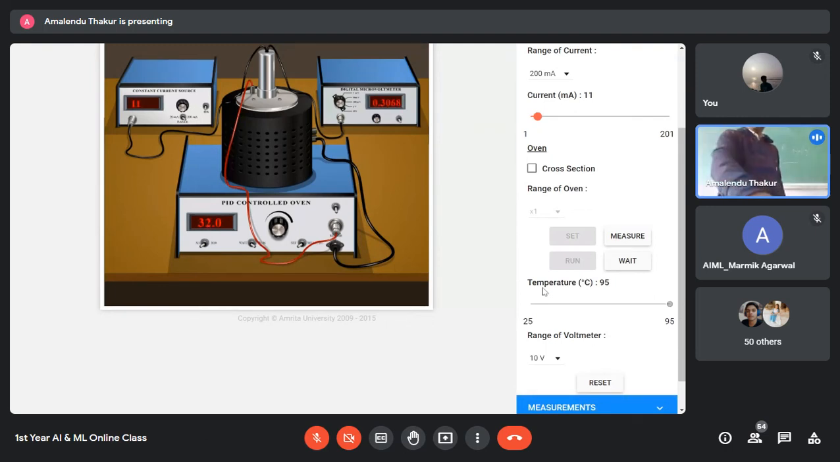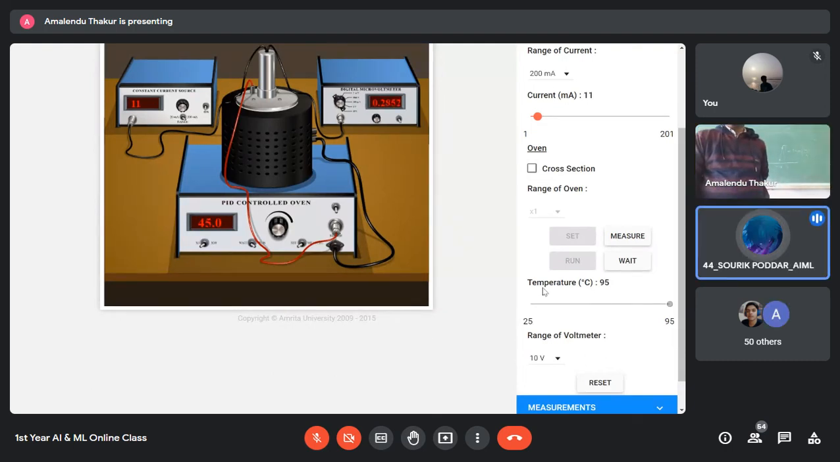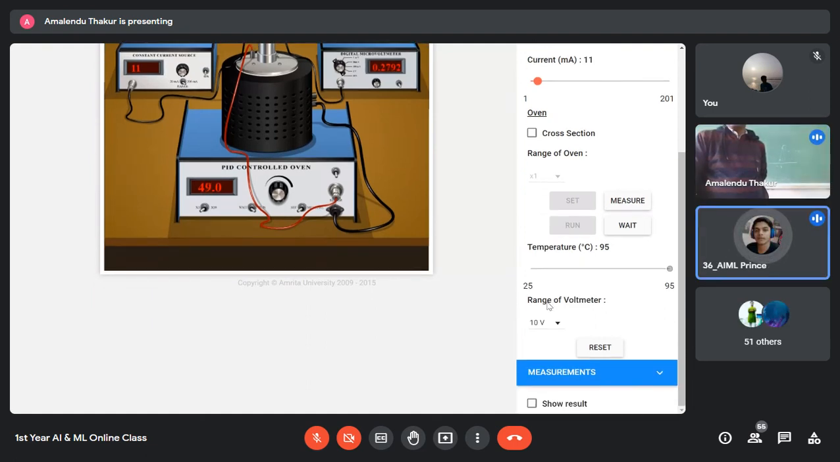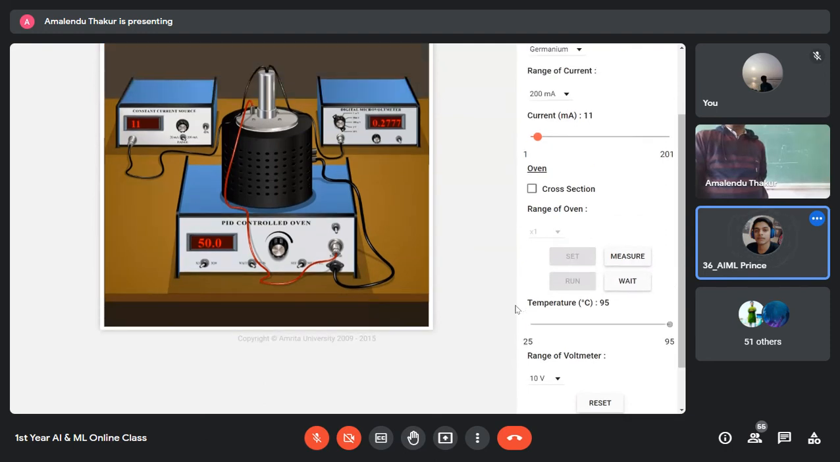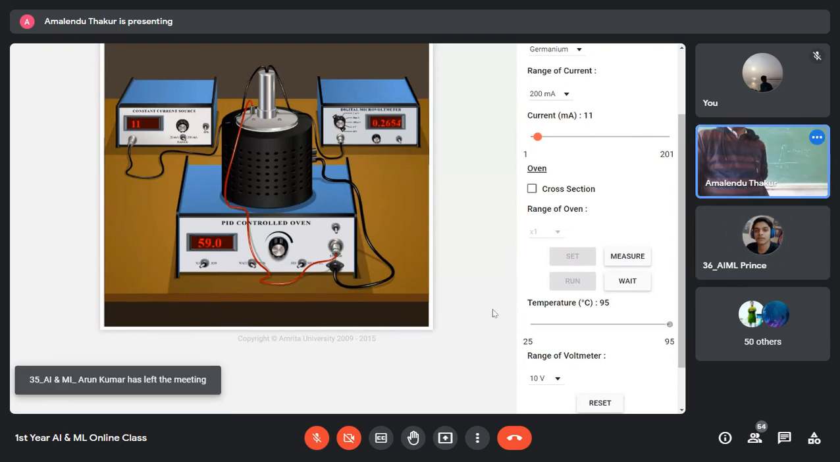Temperature changing, supply current constant, and accordingly voltage will change. Okay, students. Yes, sir. And the range of the voltmeter will always be on 10 volt. Up to 10.